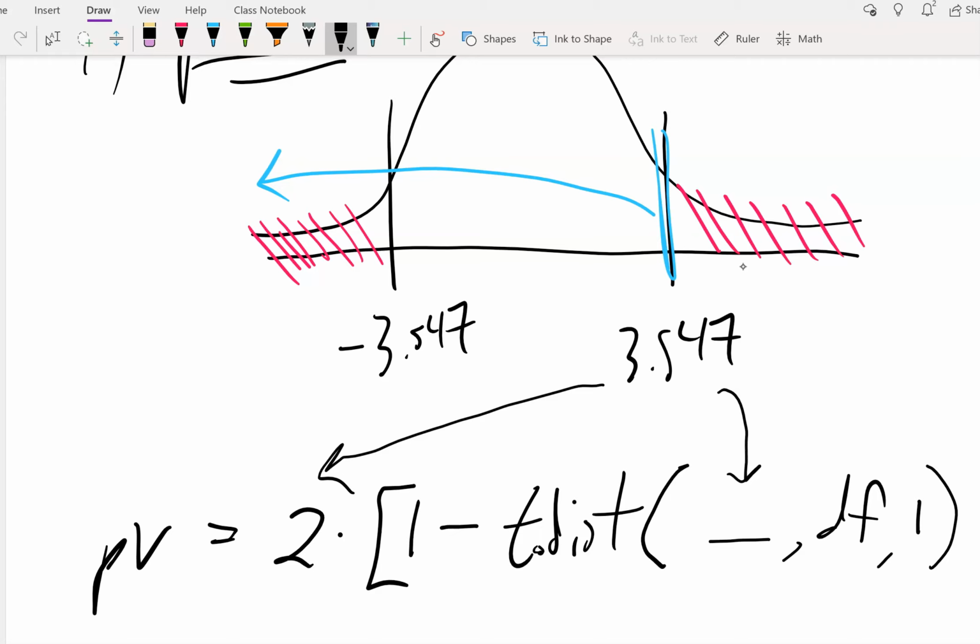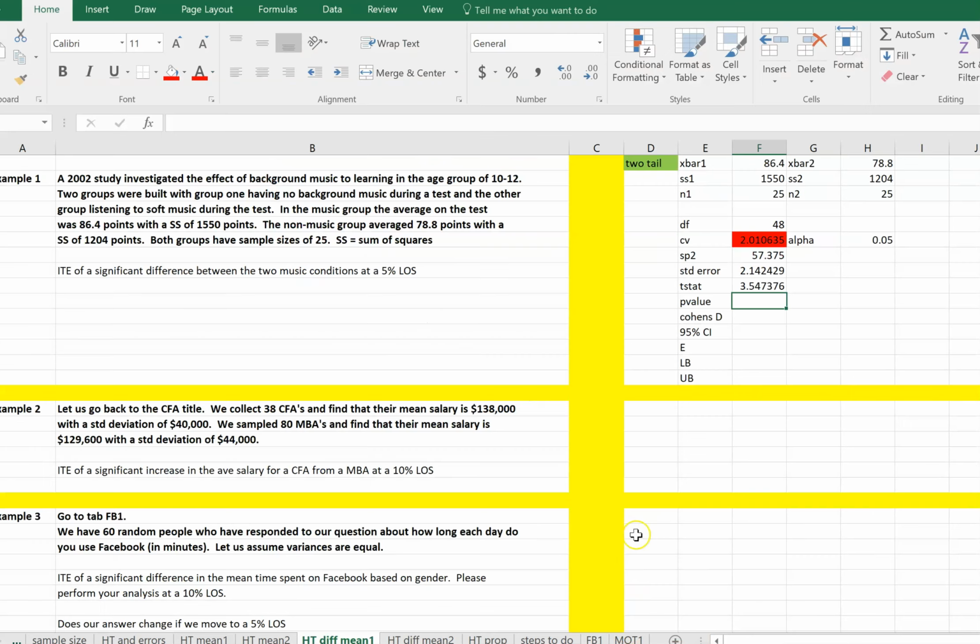The area below here is equal to the area above that, which is why I find the red area up here and double it, I'll find both. And so this code now will work for the 3.547. If my t-statistic is negative, I'm going to tweak this formula just a little bit so that way it always works. And we'll show that once we get to Excel. So we're going to bring this formula to Excel.